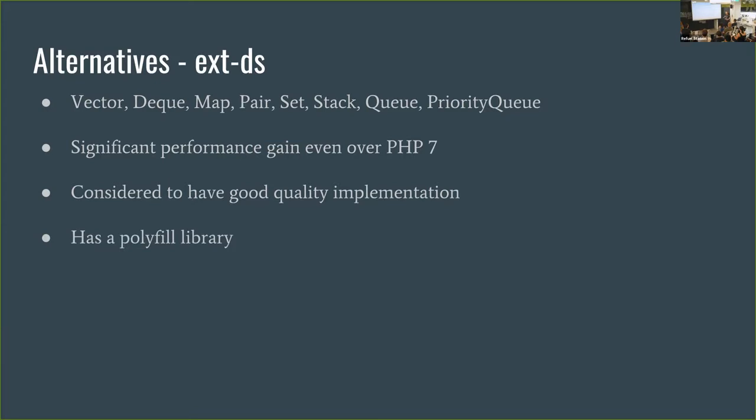It has a polyfill library, which is really important because technically what you can do is pull its polyfill library into your code. So if you accidentally deploy your code onto a server or a container where ext-ds is not available or you can't install it for any reason, then it will just fall back to the PHP package. While if it's installed, the polyfill will be ignored and it will use the native implementation of the extension. So literally you can't really lose by having the polyfill in.